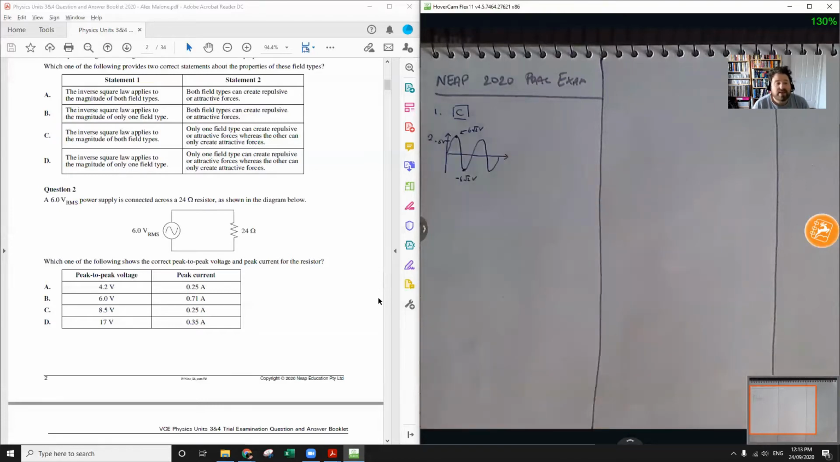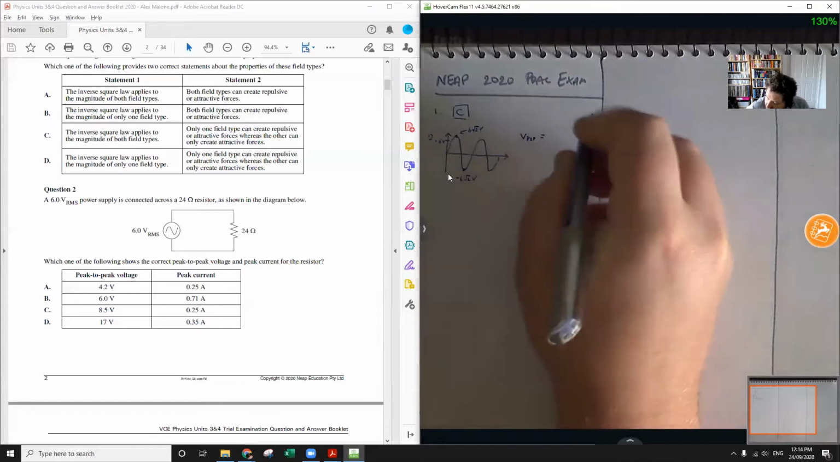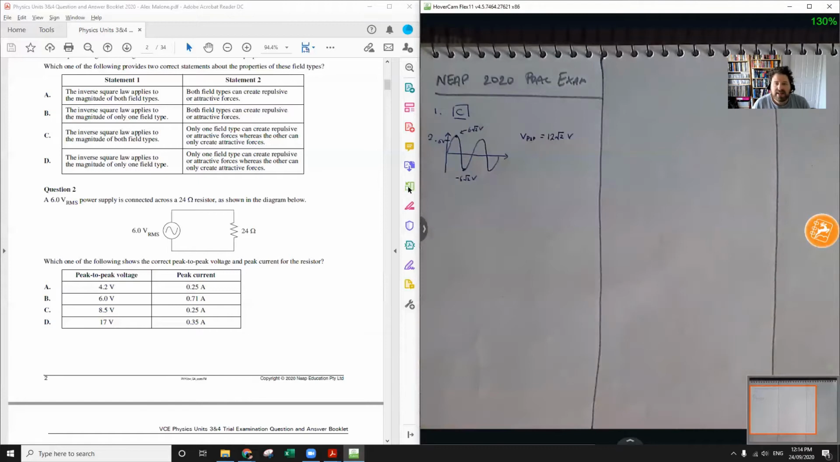-6√2 volts. All right, so if it's asking about peak-to-peak voltage, then it's asking about the distance from this peak to this peak, so peak to peak. If it just asks for peak voltage, it would just want that, but peak-to-peak is that whole distance there. So V P2P is going to be something like 12√2 volts. And when I look at my multiple choice answers here, I can only see one that's bigger than 12. 17 volts, that's going to be around about 12√2. So it's got to be D.